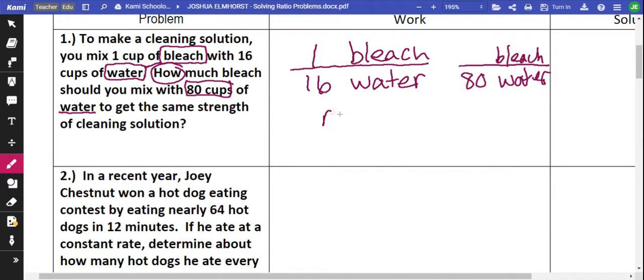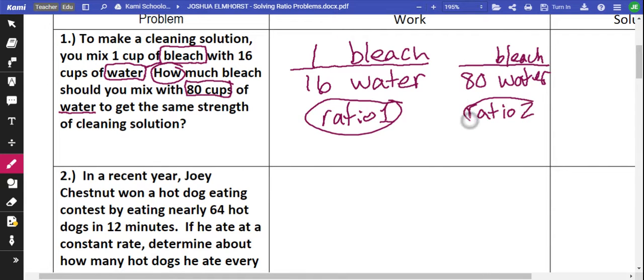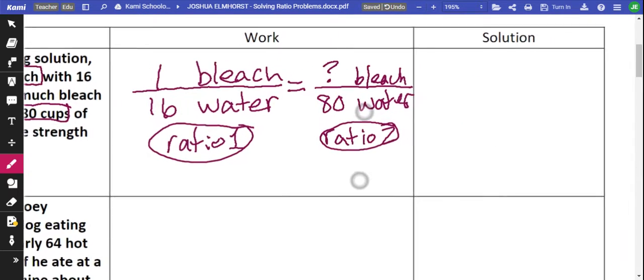And you could call this ratio 1 and this one ratio 2 on the other side. And we're going to set up what do we need to do to these two ratios in order to make them equal. So we want to have an equal mix. And so to make them equal, we just put an equal sign in the middle. So 1 cup of bleach, 16 cups of water. So then the question mark is how much bleach do you need to mix with that?